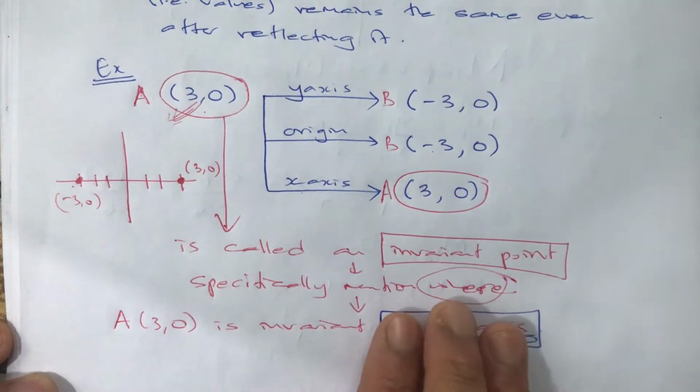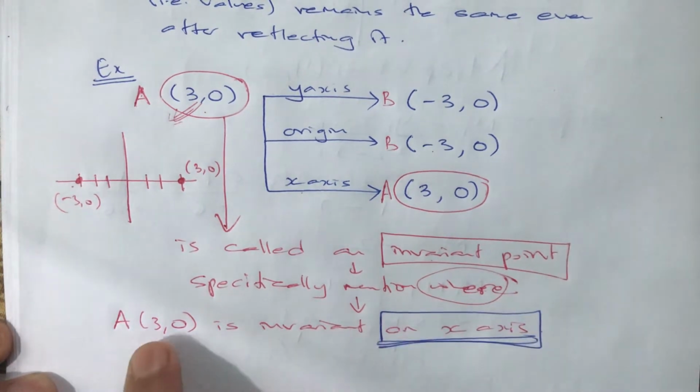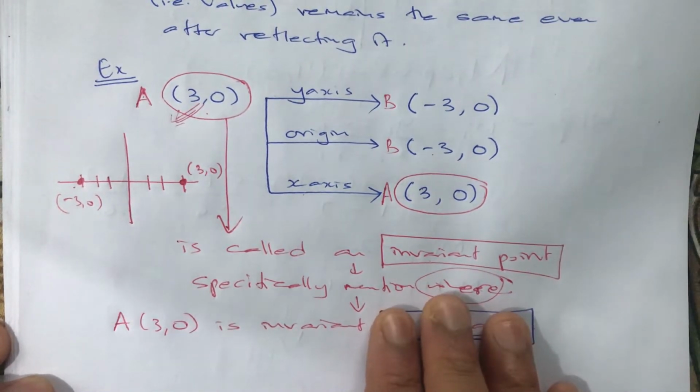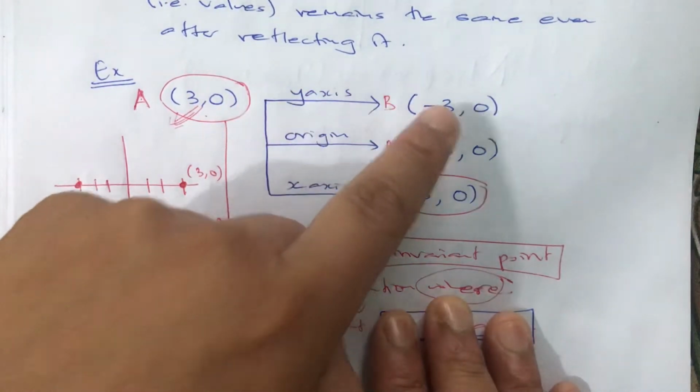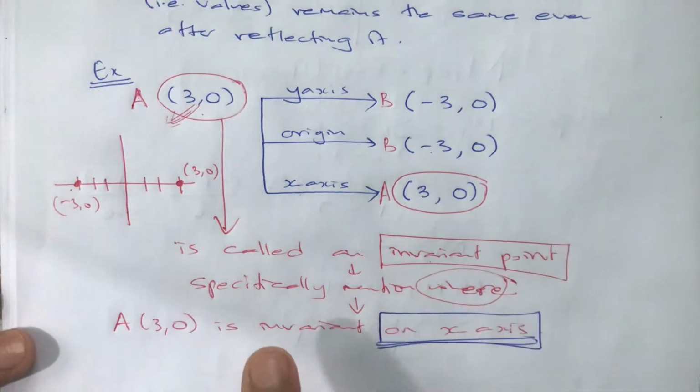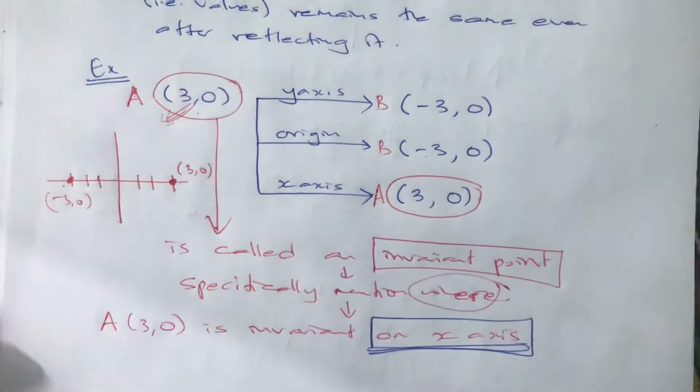So if you do not write x-axis, that's incomplete information, which means it's wrong, because we can prove that A (3, 0) is not invariant: if I reflect this on the y-axis, we're getting a different point, so it's not invariant. So if I want to write invariant, you have to mention which axis. Okay, so (3, 0).